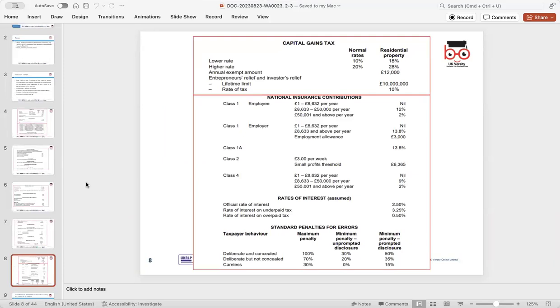Capital gains tax, which is the tax on the profit made when you sell or dispose of an asset that has increased in value. Currently, there are two rates for capital gains tax: a lower rate and a higher rate. The lower rate applies to basic rate taxpayers, while the higher rate is for additional rate taxpayers. The annual exempt amount, which is the threshold before capital gains tax is applied, is £12,000. However, entrepreneurs relief and investor relief offer a lower rate of 10% and a lifetime limit on qualifying gains.